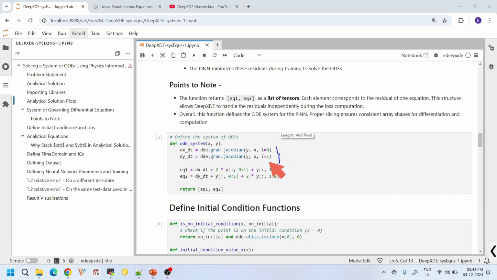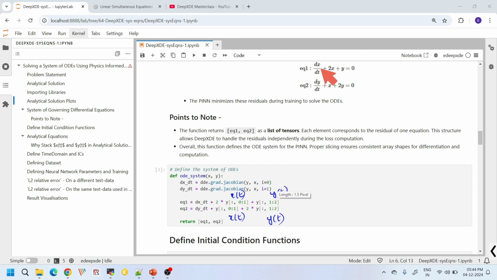After evaluating these derivatives, here we are slicing y for x of t and y of t. This one represents x of t and this one represents y of t. Similarly, this one represents x of t and this one represents y of t. So this is dx by dt plus 2x plus y. Similarly here, dy by dt plus x plus 2y.